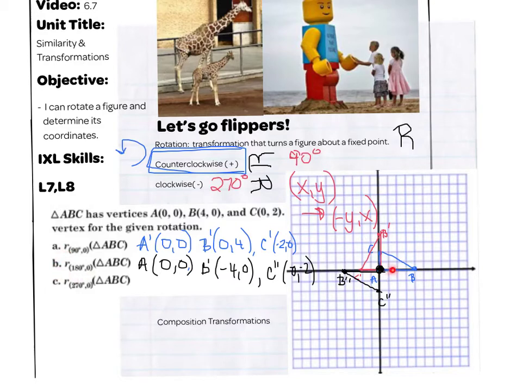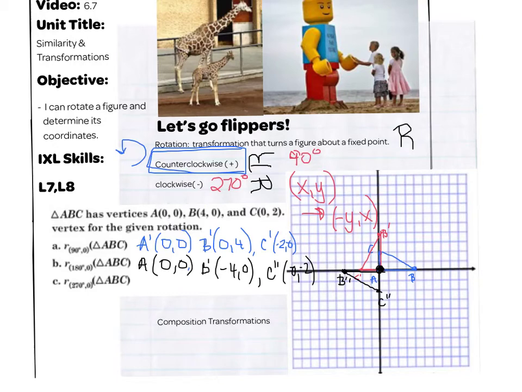And here A again is still in the same spot. But B now has gone to -4, 0, and C to 0, -2. And remember, this was from the original vertices, the original points, which were here. This is a rotation of 180 degrees.